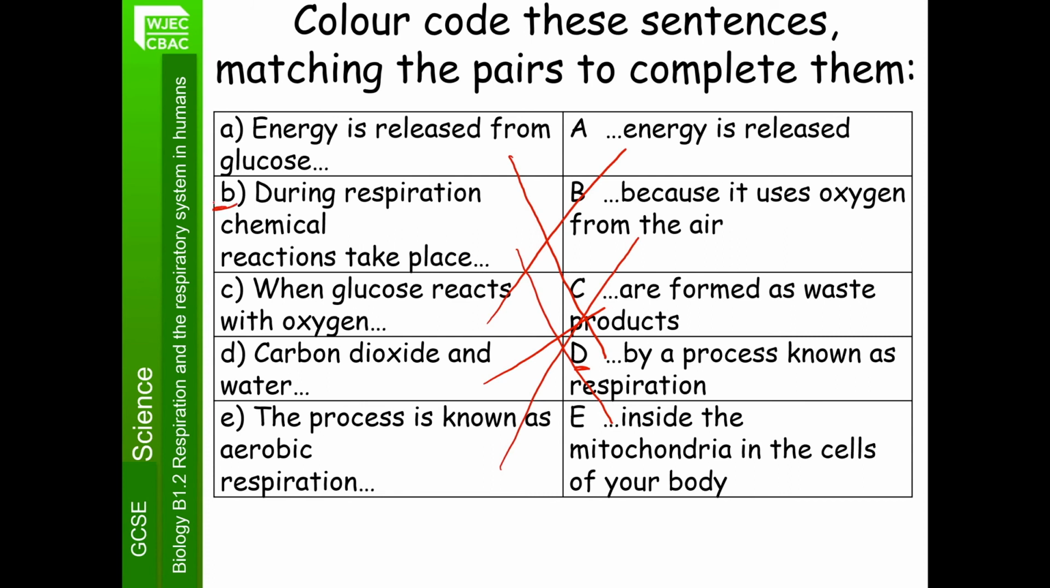The small letter B should be matched with the capital letter E. The small letter C should be matched with a capital letter A. Lowercase d is matched with capital C, and lowercase e is matched with capital B. So mark what you've done and give yourself a score out of 5, not 6, apologies, 5, not 6.